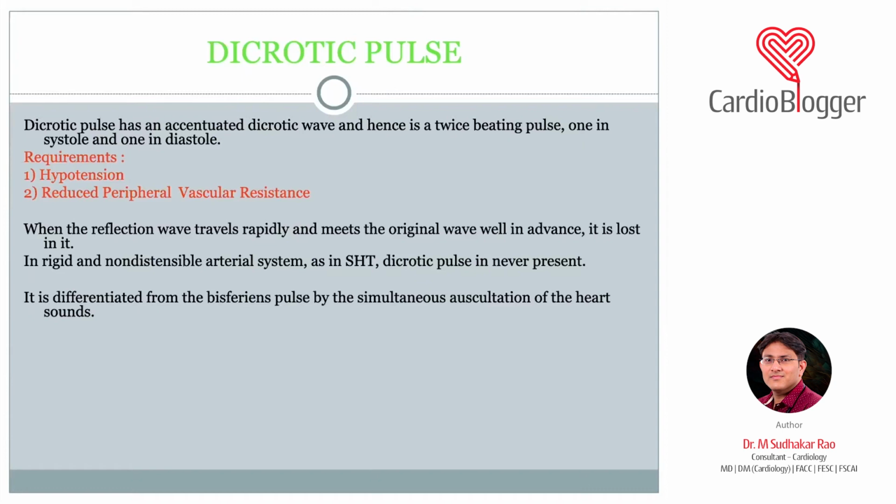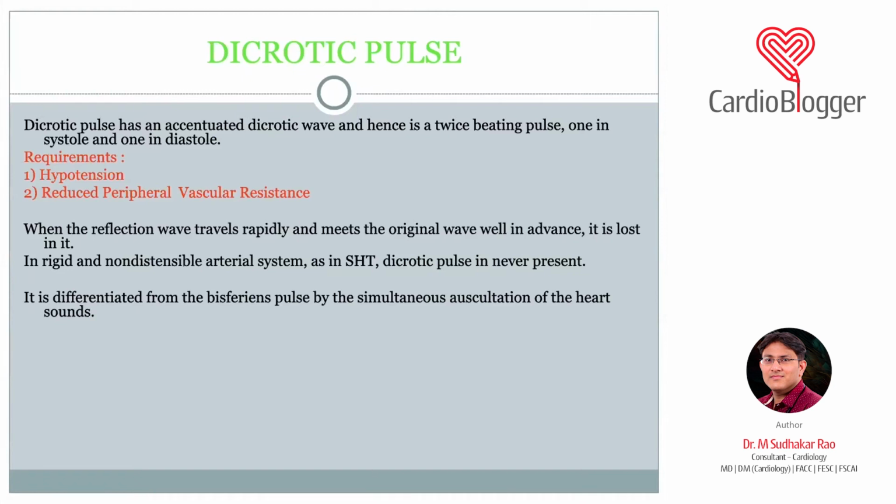So that is why we get a dicrotic pulse. The first peak is because of the LV ejection. The tidal wave is not there, or it is diminished. Then we get a dicrotic wave because of the elasticity and the reduced PVR. All the waves are reflected from the lower extremities or peripheral arteries, and that is why you get the second peak, that is the dicrotic pulse. And when the reflected wave travels rapidly and meets the original wave well in advance, it is lost in it.